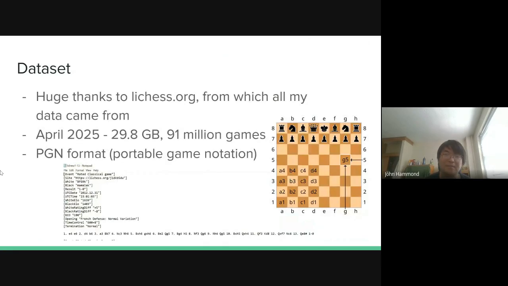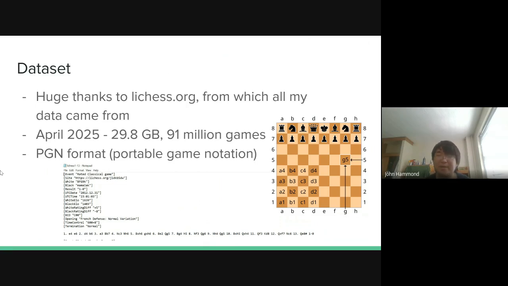All right. My data set came from lichess.org, which is huge thanks to them. I took the most recent month, April 2025, which was about 30 gigabytes, 91 million games. Obviously, I didn't use all of those. I cannot parse through all of those. I only took the first 10,000 rapid games, as we talked about.